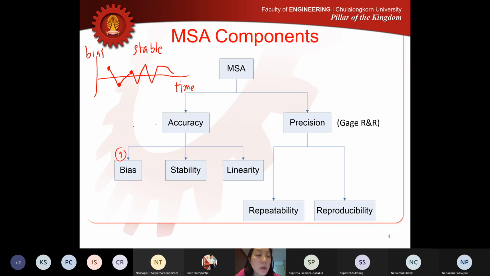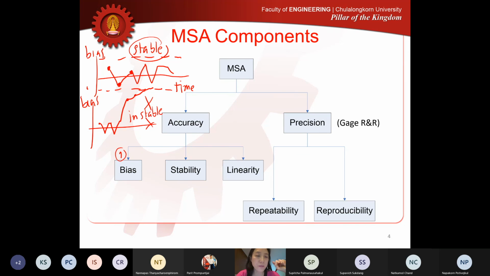If the bias is not stable, it's not good, because if the bias is like this, but in the future it's increasing, so we have more bias. We do not want this, right? So if bias is not stable, it's not a good thing. So we have to monitor the stability of the bias. And the tool that we use is the control charts that we have learned before. We can apply a control chart to check the stability of the bias.